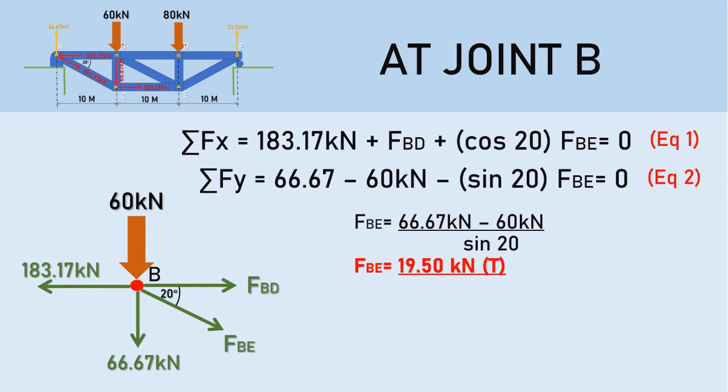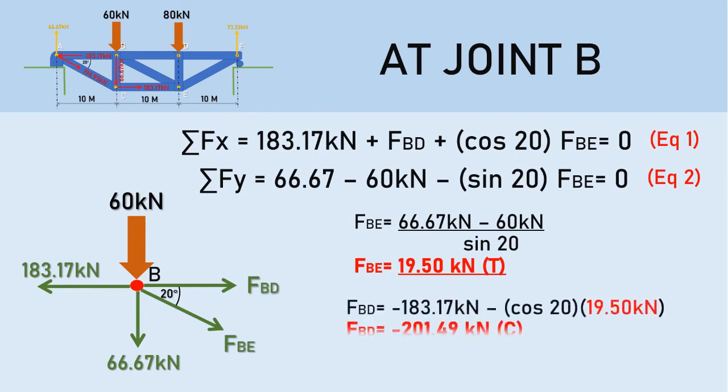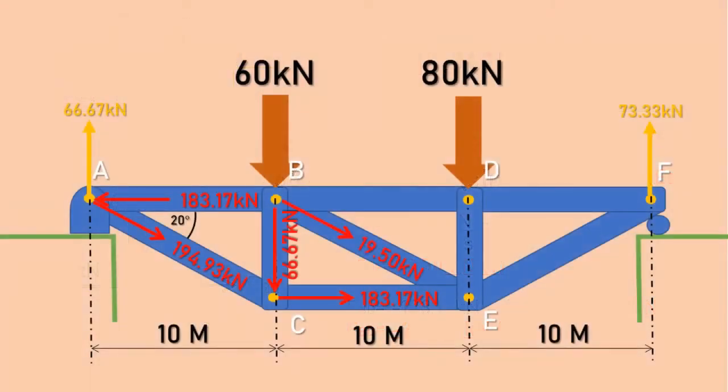Next is solving for unknown FBD. Substituting the value of FBE, we have negative 183.17 kilonewton minus cosine 20 multiplied by 19.5 kilonewton, which equates to negative 201.49 kilonewton. So we have here FBE, which is equal to 19.5 kilonewton. This one is in tension force. And also we have FBD equals to 201.49, which is in compression.